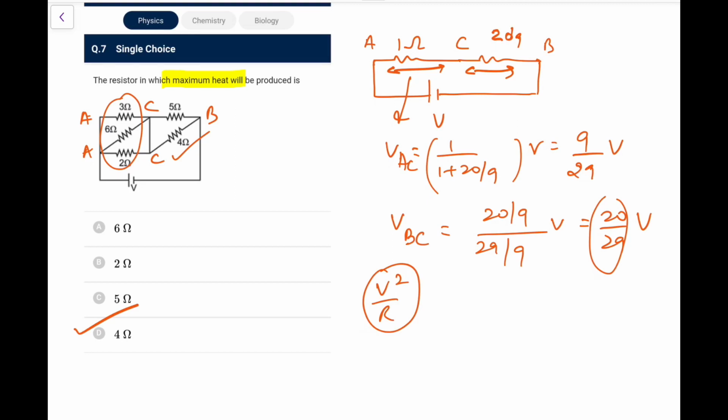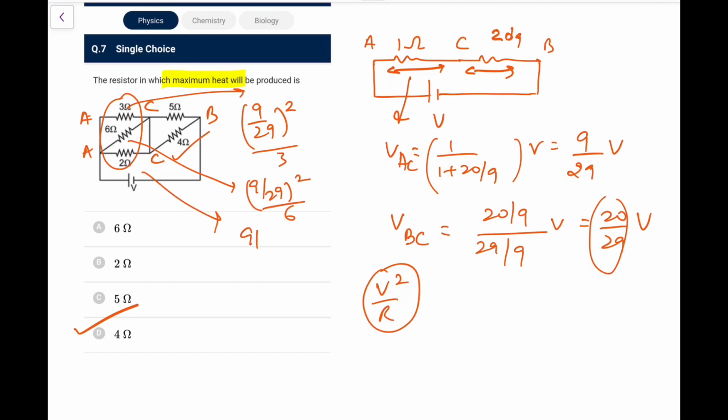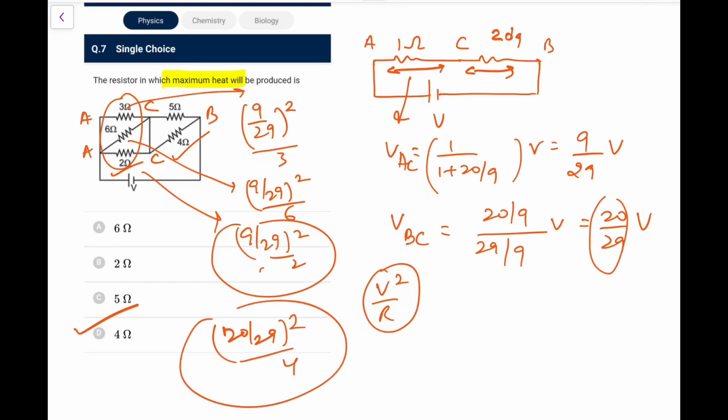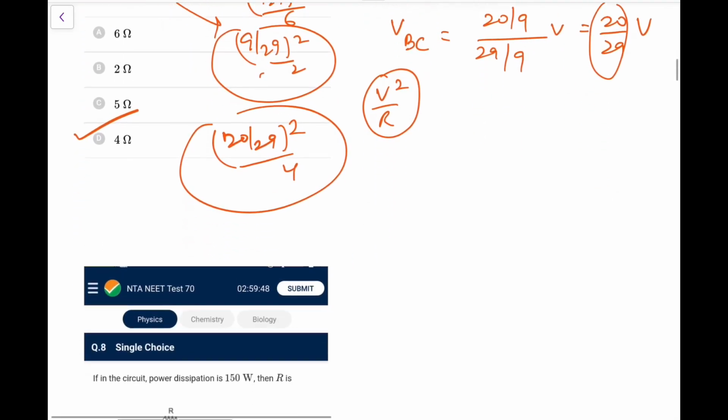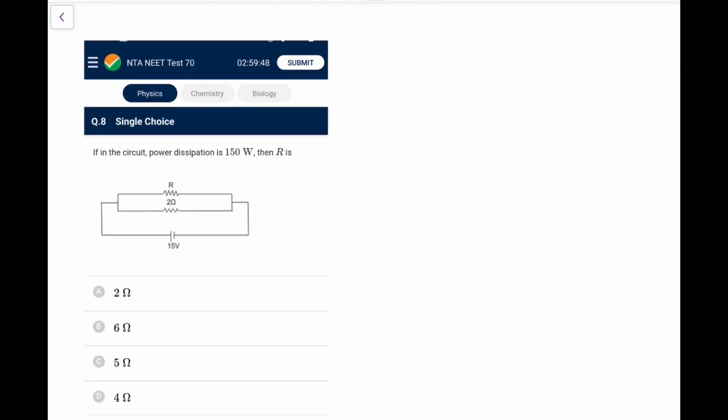Or if you wish, let me calculate it. In the 3 ohm one I will have 9 by 29 square by 3. In this I will have 9 by 29 square by 6, and in this I will have 9 by 29 square by 2. So clearly we know the 2 ohm will have the maximum power among these, and for this 4 ohm we will have 20 by 29 square divided by 4. So definitely this term is greater than this, so maximum power will be in the 4 ohm. You should be able to directly tell.